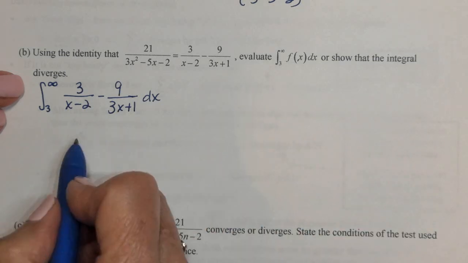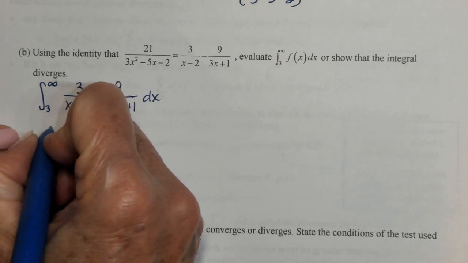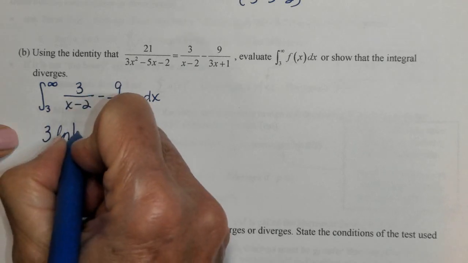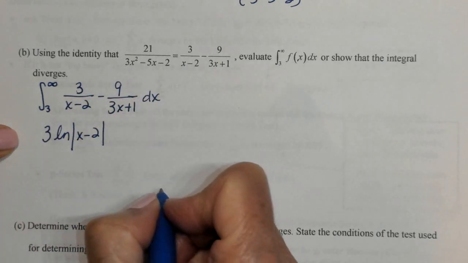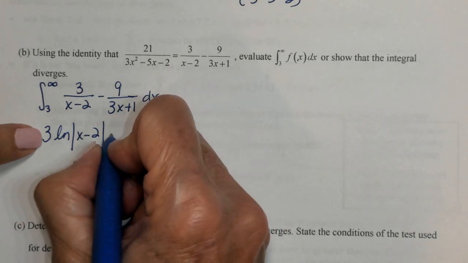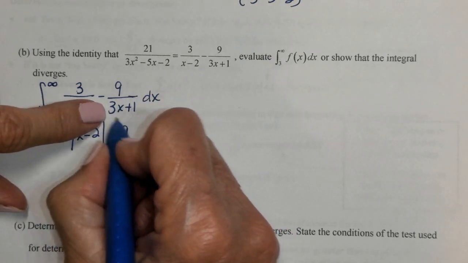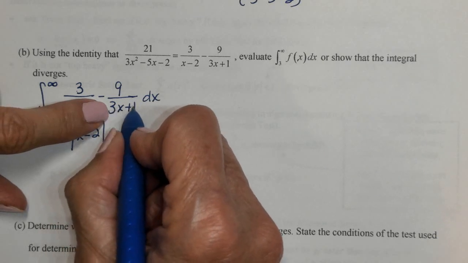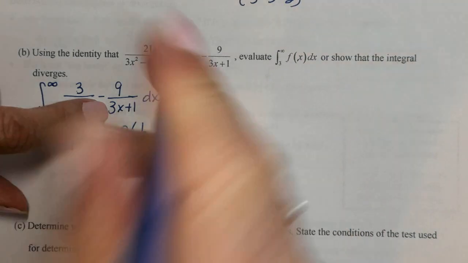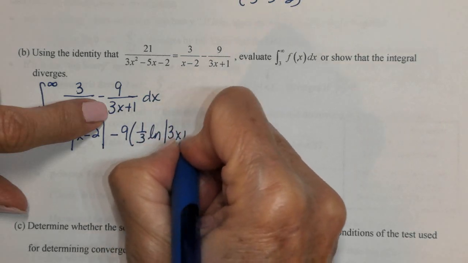Okay? Now I'm going to integrate each piece. This first piece is just a simple ln. 3 ln absolute value x minus 2. The absolute values are necessary. Put them in. Minus 9 times, okay, this is also an ln, but there's this 3 down there. The derivative is 3, so if we did a u sub, we would have a 1/3. So ln absolute value 3x plus 1.